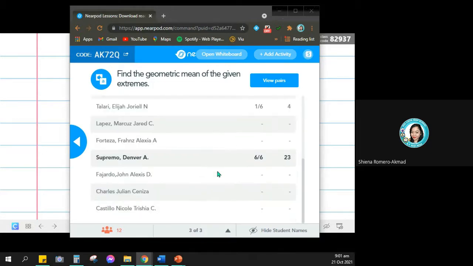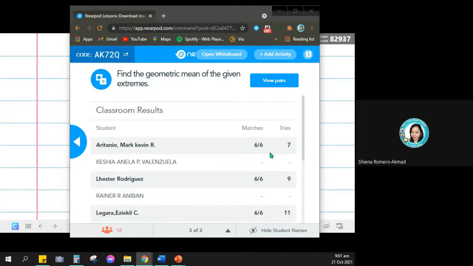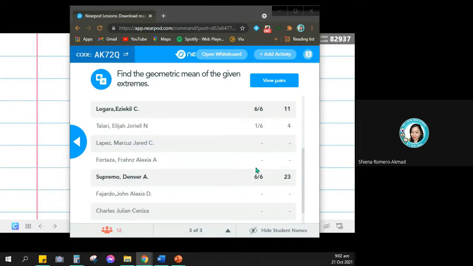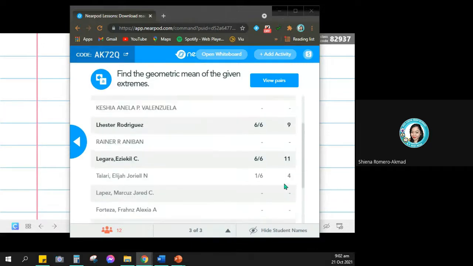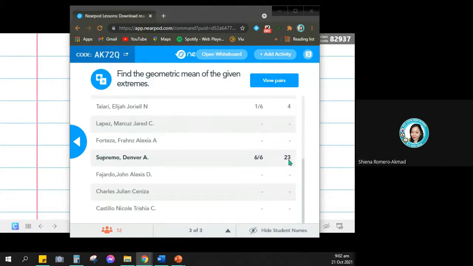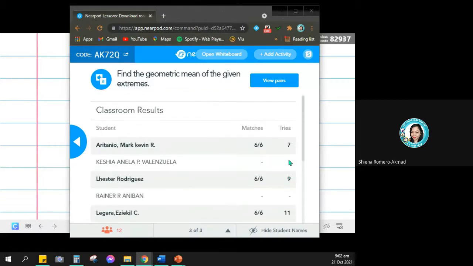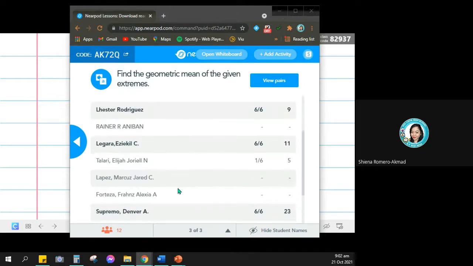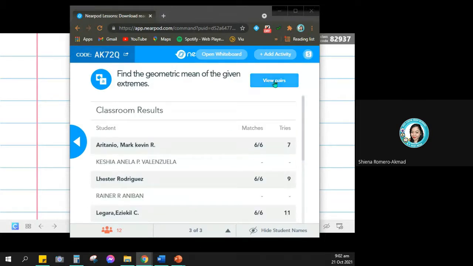Okay, I think they were no longer able to join again. Congratulations to those who matched 6 over 6. Talaro seems to be still ongoing. And congratulations to those with only a few tries. You can see on our screen that you were able to match the given cards with the minimum number of tries, and that is Aritanyo and Lester. This is probably good for Ligara, no?